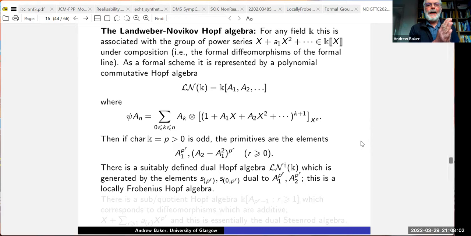Now, if you think about the group scheme you get associated to specifying the coefficients, you get a polynomial algebra on infinitely many generators, and the co-product is exactly to do with the formula for composition of power series. So I won't spell out very explicitly, well, it's sort of here in some sense, but you have to interpret the right-hand side. You have to take some huge power series and pick off a certain term in it.